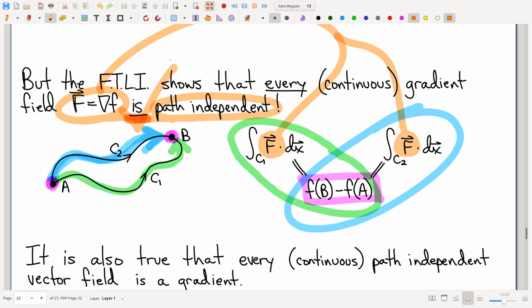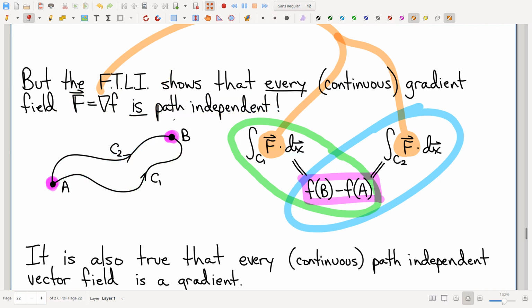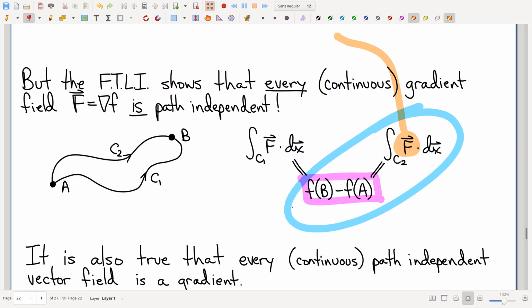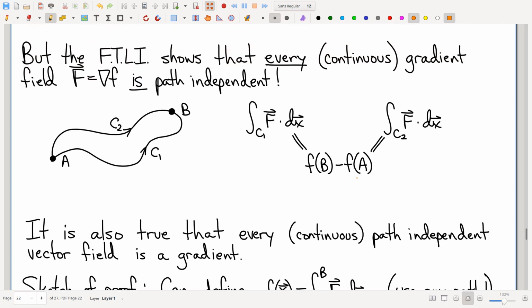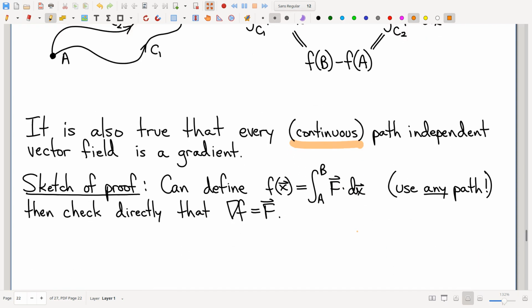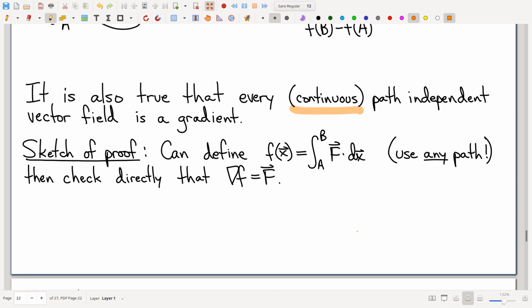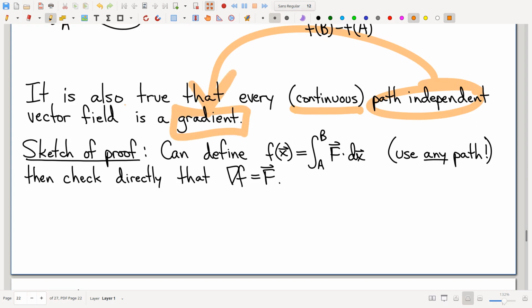Now, what is a little bit harder to prove, and not exactly what we're here for in this course, is that this goes the other way as well. Not only is every gradient path independent, but in the restricted category of continuity and no singularities, no weird issues, every path independent vector field is a gradient. In other words, gradients are the only path-independent vector fields, regularity issues aside.